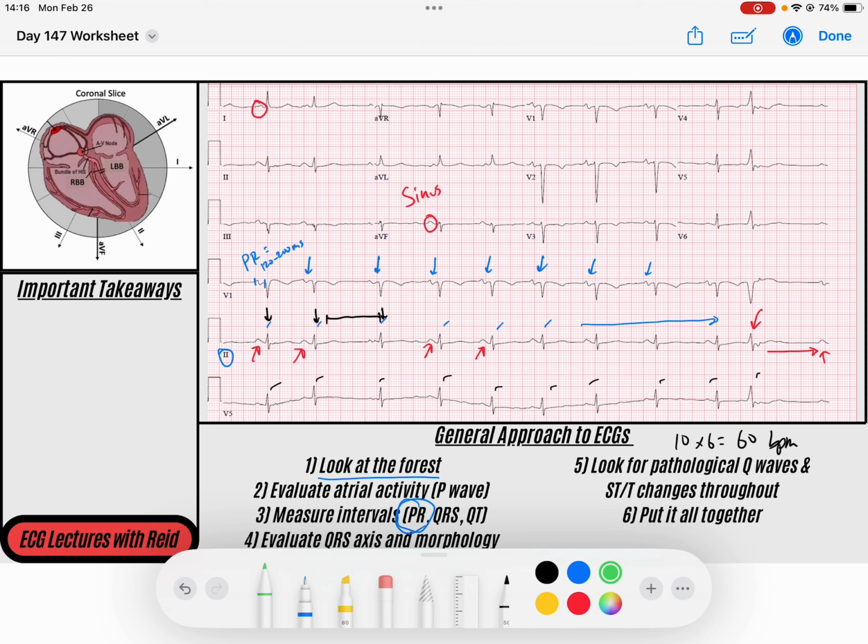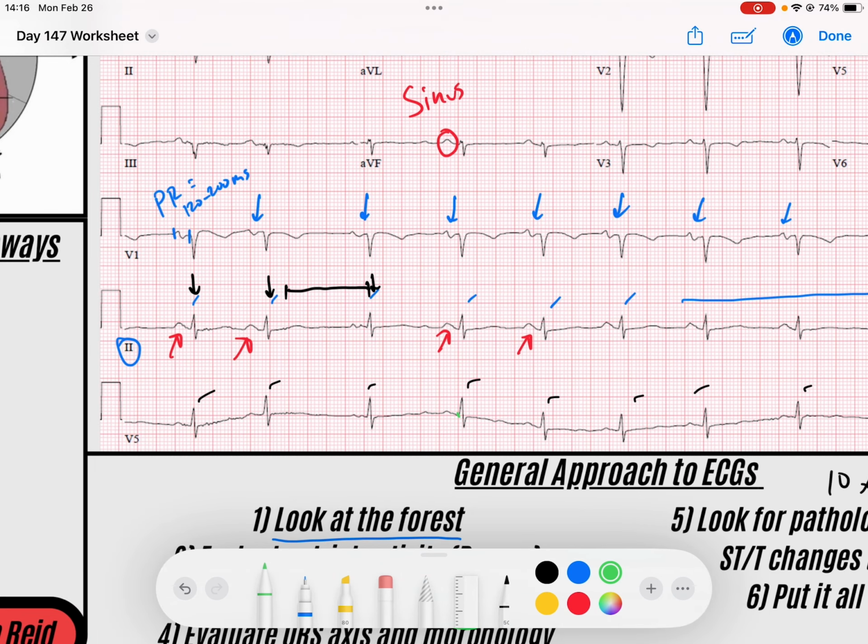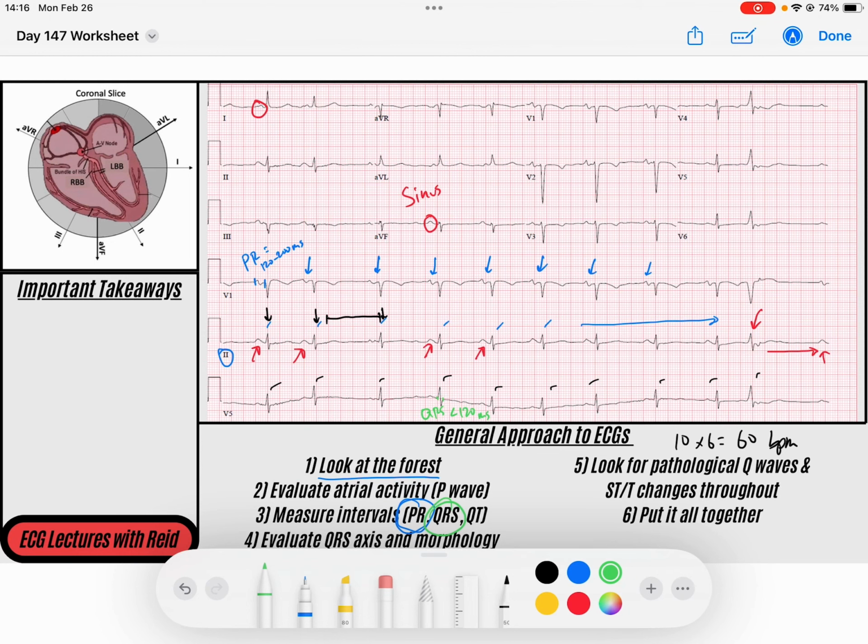Next thing I want to do is evaluate my QRS complex. My QRS was narrow, right? If I measure the width of my QRS, it's less than 120 milliseconds, or 3 small boxes. That's rapid. It makes me think that it's going from the AV node down the His-Purkinje system through the ventricles rapidly, right? That's what creates time on the x-axis being narrow.